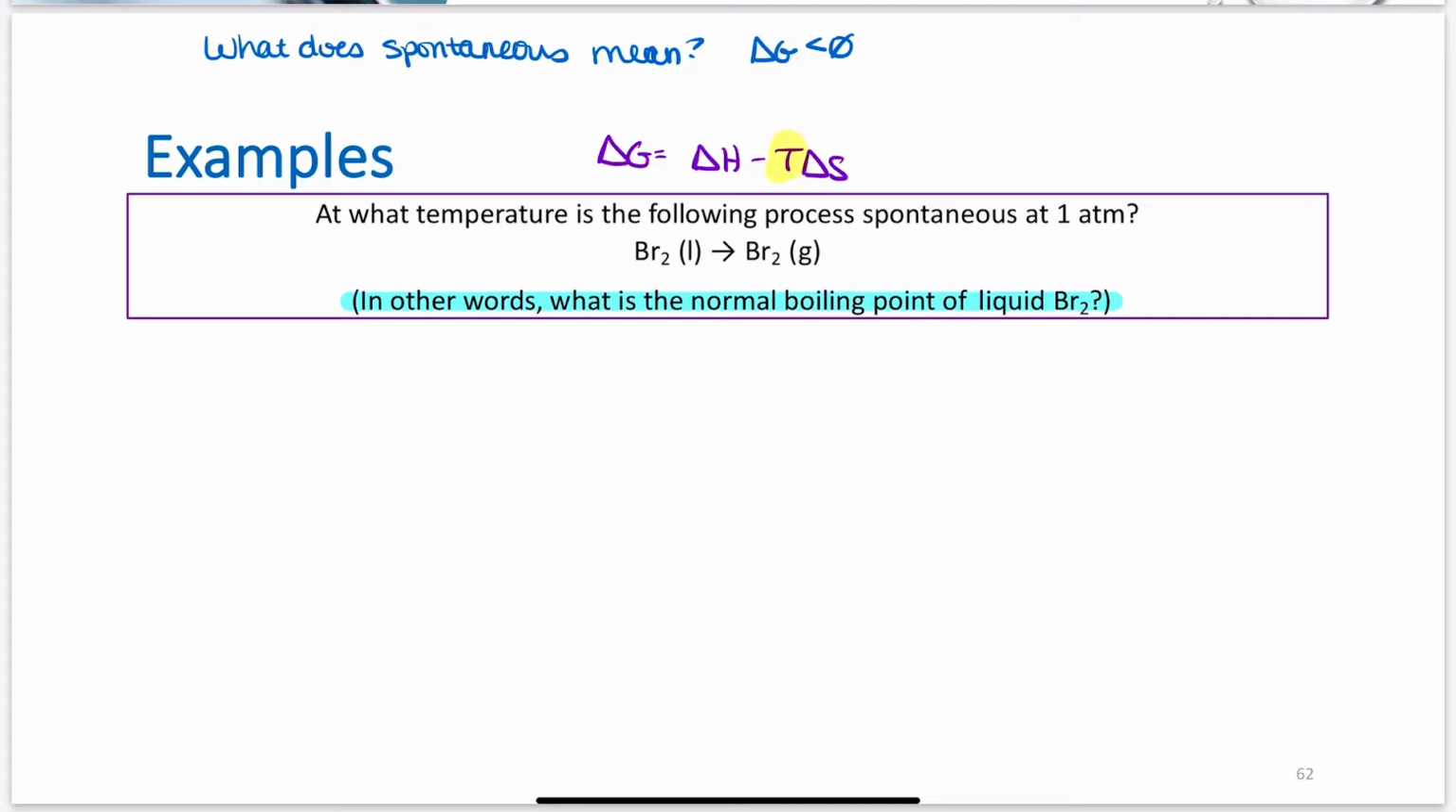Well, where can we find those? We can find those values in the back of your book. What you need to remember is that the delta H value here, you can look this up, delta H is 31.0 kilojoules per mole for this process. How do I know that? Because I look up the delta H for this, I look up the delta H for this, and it's products minus reactants.